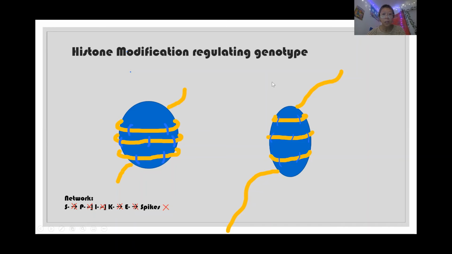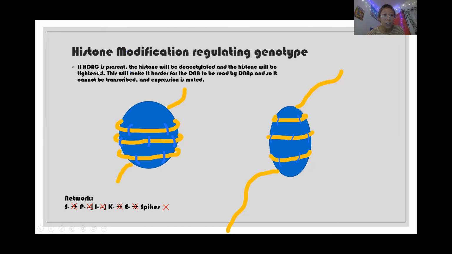And so for a type of regulation that can occur to make this type of chain happen with no spikes being formed due to a lack of presence of the proteins, we can see that in histone modification, which regulates genotype. And so pretty much when HDAC is present, the histone will be deacetylated and the histone will be tightened. This will make it harder for the DNA to be read by DNA polymerase, and so it cannot be transcribed and expression is muted.